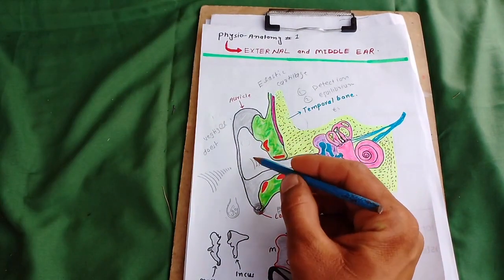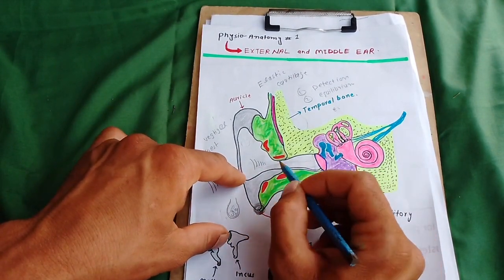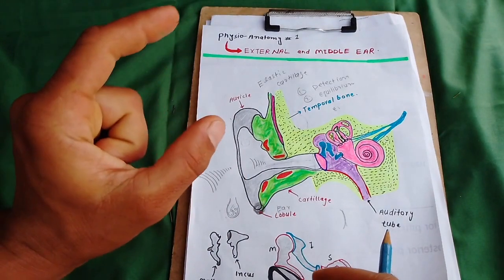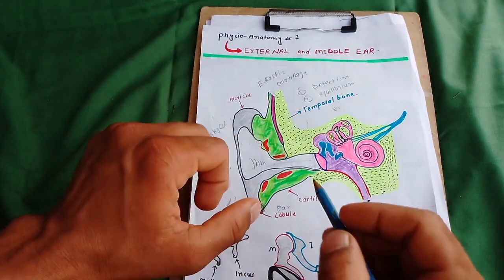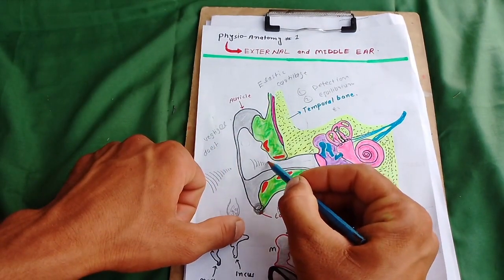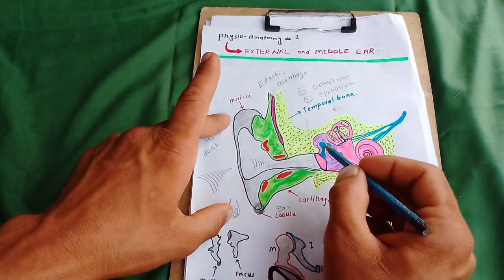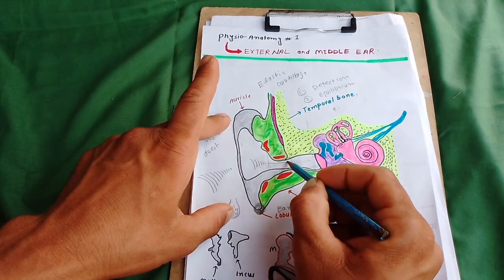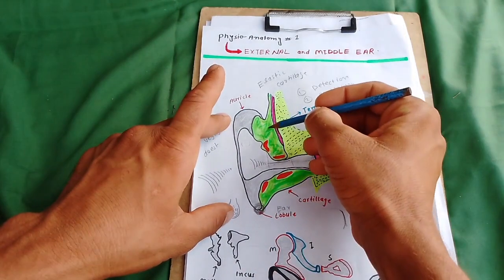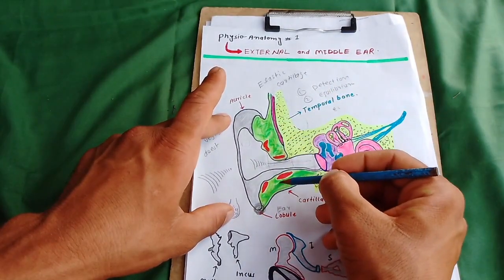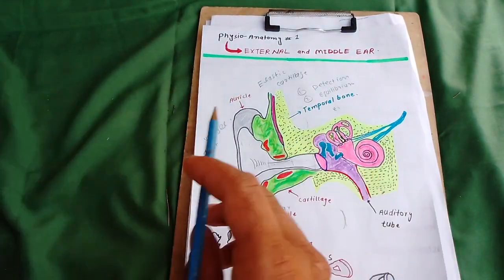When the sound wave is collected here, it moves toward the eardrum through the ear canal. So what is the ear canal? The ear canal is the second part of the external ear. It extends from the ear pinna up to the eardrum. The outer part, from this point up to this point, is made of elastic cartilage, but the internal part is made of bone.